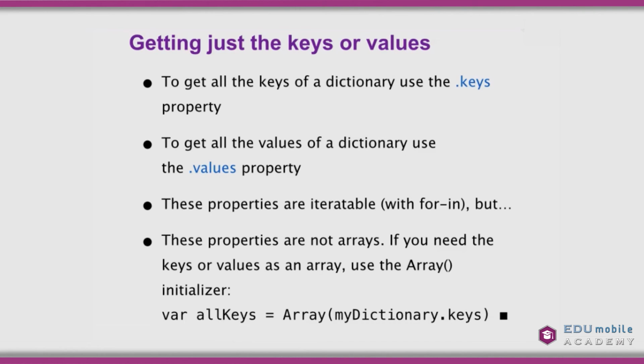We can also just get the keys or just get the values. You might be able to guess this. To get all the keys of a dictionary, use .keys. This is a property. To get all the values of a dictionary, use .values. And we could iterate over these with a for-in loop. But, very importantly, these properties are not arrays. If you need the keys or values as an array, initialize them as an array. So we can get all the keys as an array, var allKeys equal Array, and that's an array initializer, and then get this keys property and make it into an array.